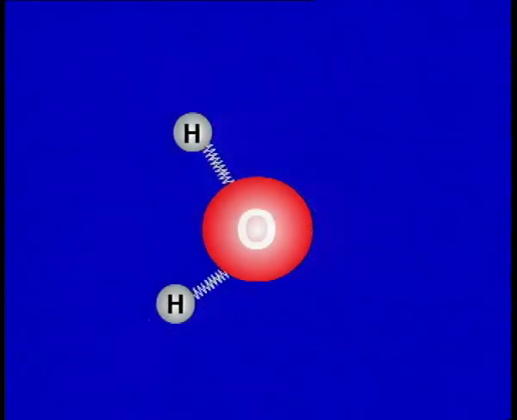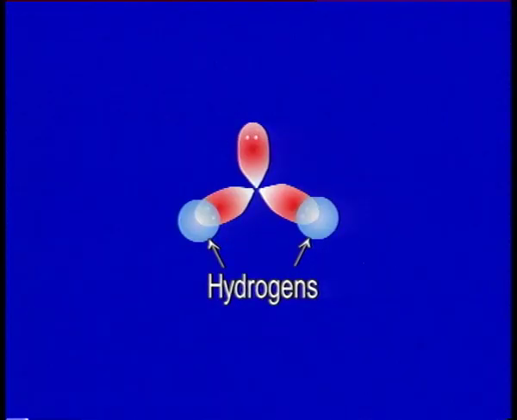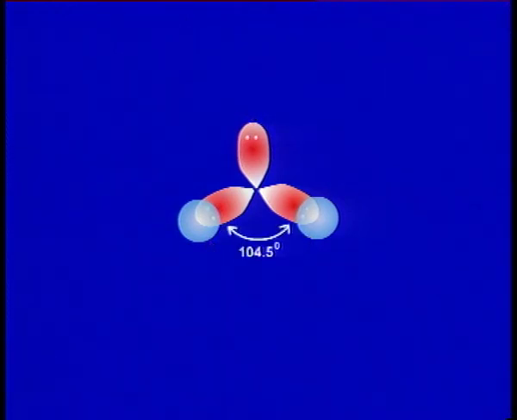Observe the molecule. It's not linear. It has a bent geometry with an H-O-H bond angle of 104.5 degrees. Due to the presence of a free electron pair, the hydrogen, oxygen, hydrogen angle gets reduced to 104.5 degrees.